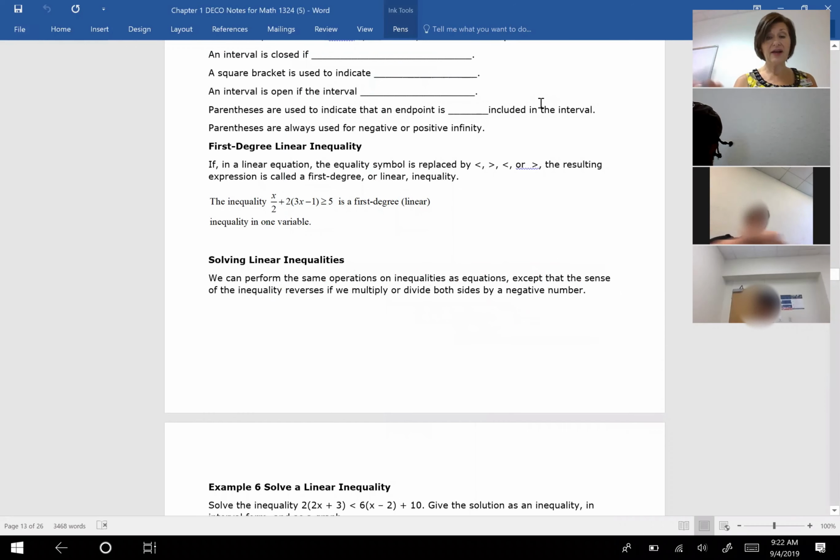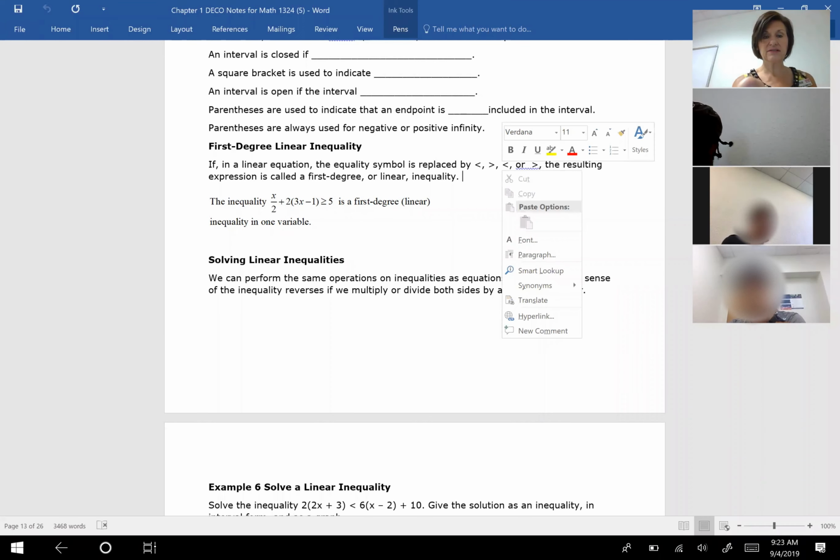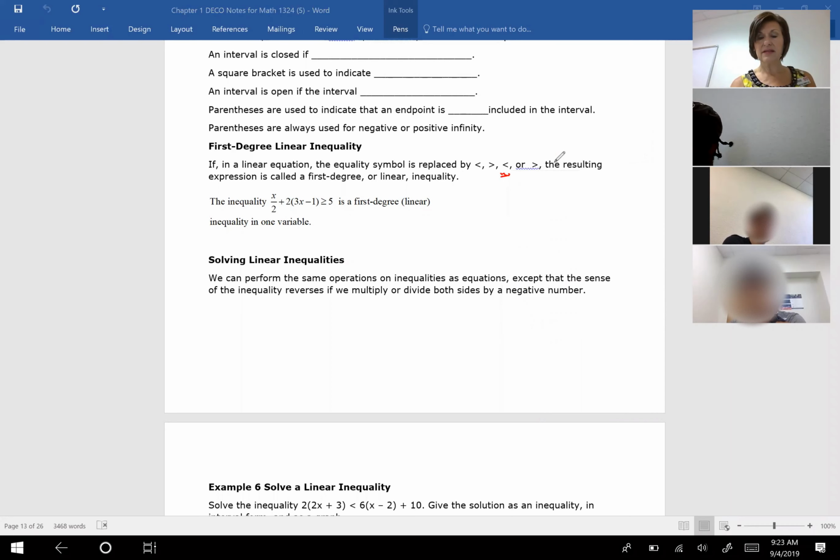And this looks a lot like what we did a moment ago when we were working with the equations, but now we've got an inequality in here, okay? So if we notice that we've got less than, greater than, and sorry, this should have the or equal to under it, so let's fix that. Less than or equal to, or greater than or equal to, then we say we have a first degree or a linear inequality. So we can still solve for x here. We would just end up having to make sure we don't lose the inequality.